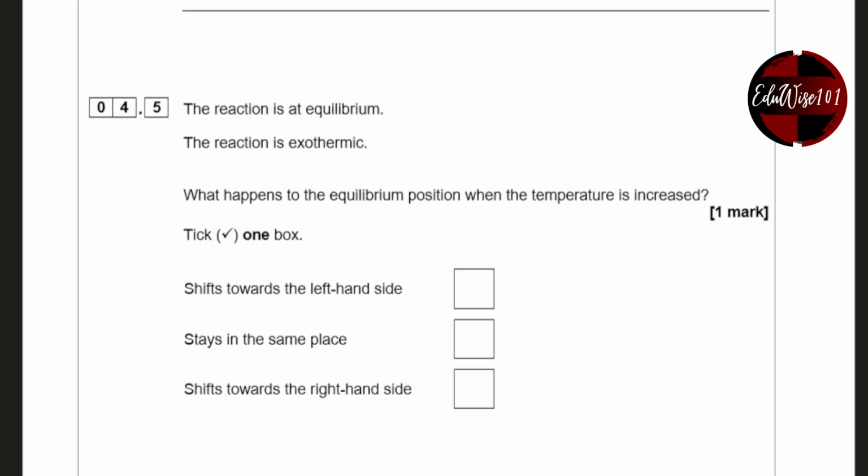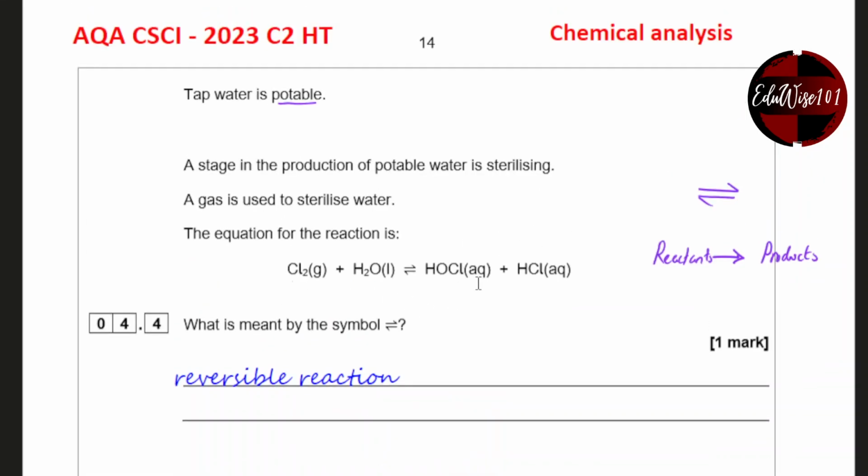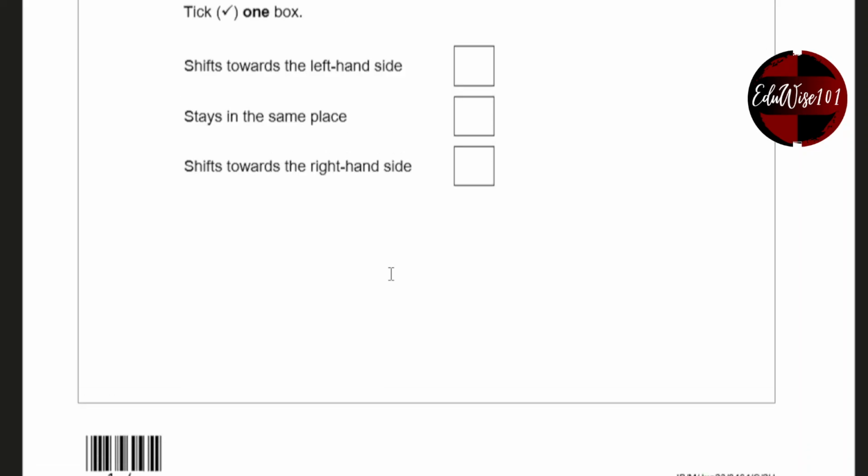The reaction is at equilibrium. The reaction is exothermic. So what does equilibrium mean? Equilibrium is when the rate of forward reaction is equal to the rate of backward reaction. So if this reaction is exothermic, what happens to the equilibrium position when the temperature is increased? Now, if it's exothermic, it gives out heat. When they say the reaction is exothermic, they are talking about the forward reaction, because we're talking about chlorine gas reacting with water. So that's the forward reaction.